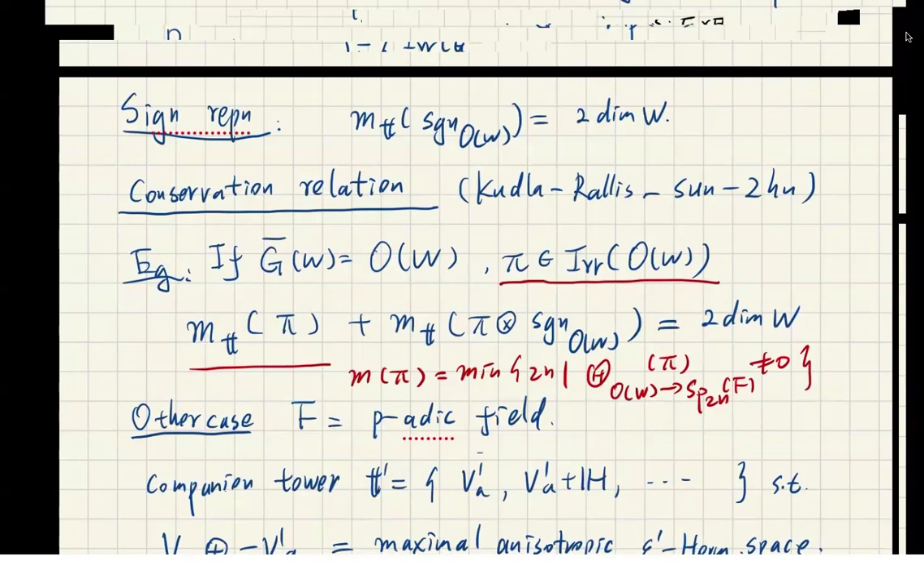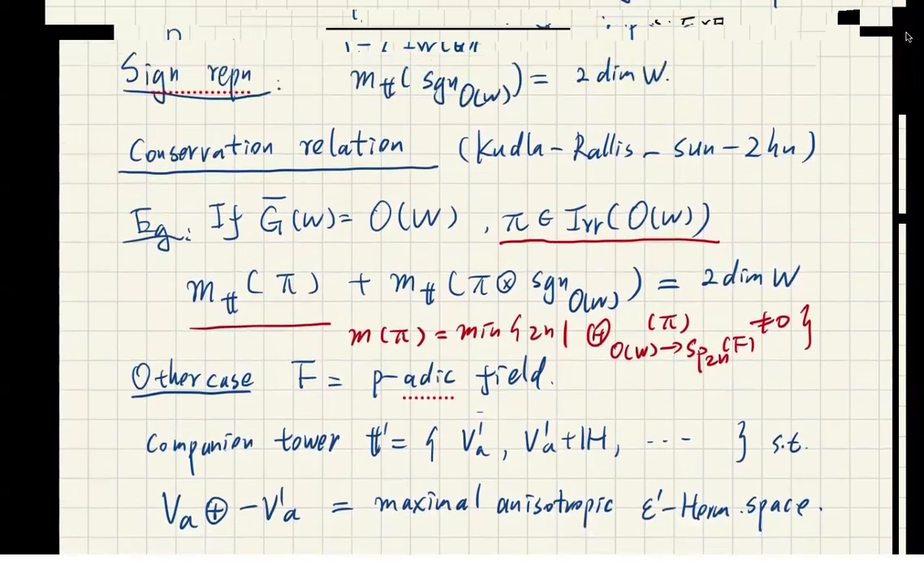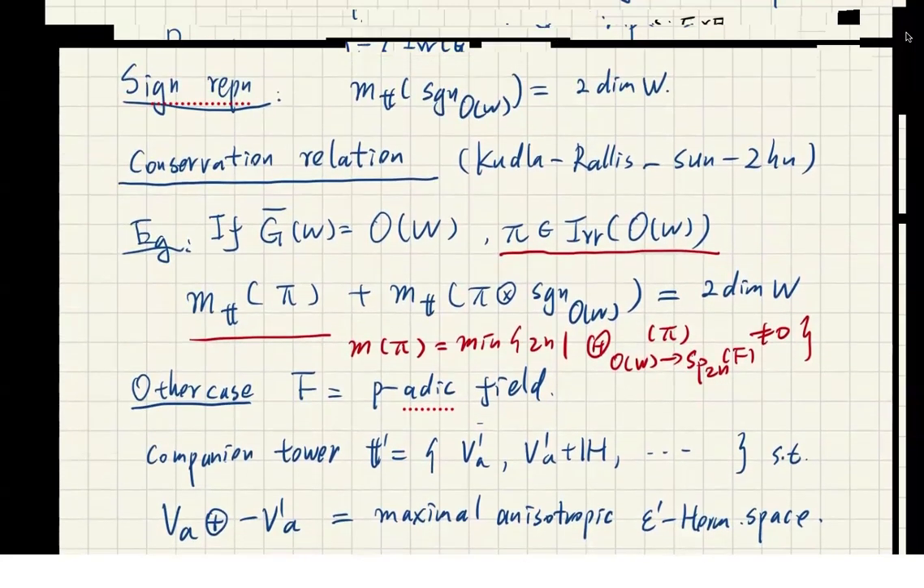In general you cannot compute this number directly, but you will know that this number plus the first occurrence index for pi tensor with the sign representation of the orthogonal group is equal to 2 times the dimension of pi. So this is the first occurrence conservation relation.